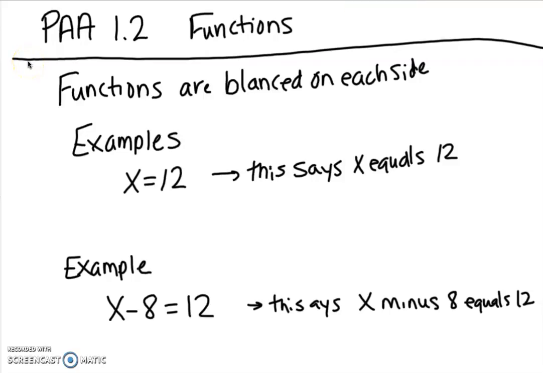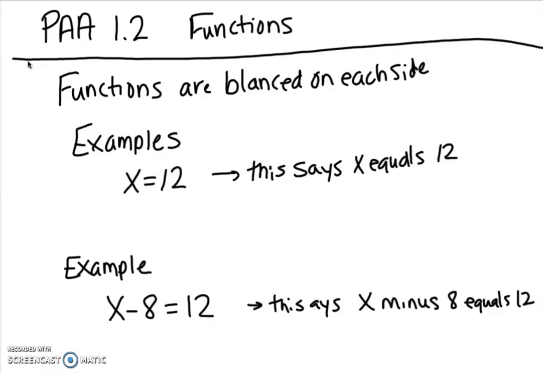Okay, it's PAA 1.2. PA stands for algebra, and it's 1.2. And it's doing real-world functions. Functions are balanced on each side. I'm going to give you some examples of them. The first one is x equals 12. The next one is x minus 8 equals 12.